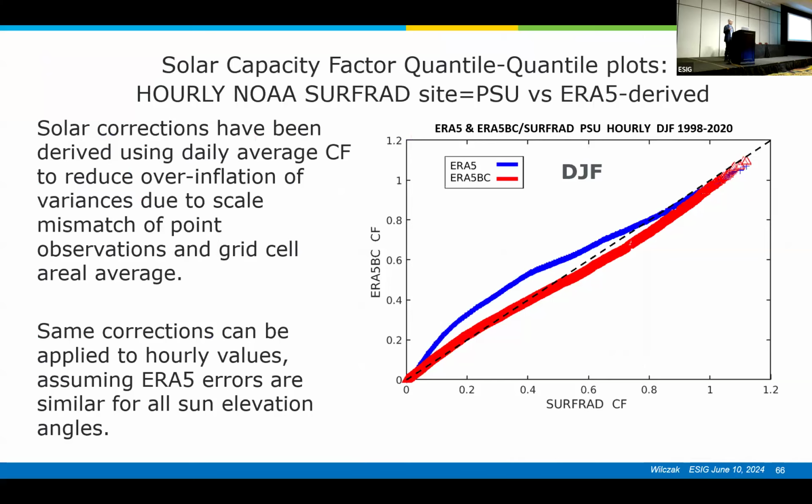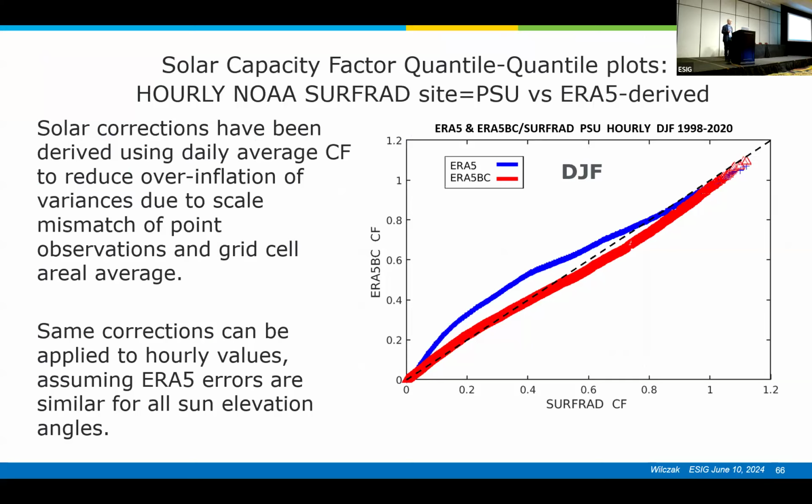So up to this point, I've been using daily average values in order to correct the ERA5, but you may be interested in hourly values. That's much more common. And so the question is, can I now use these daily value bias corrections to actually correct hourly values? What I'm going to do is just take those corrections and apply them to the hourly values and see what happens.